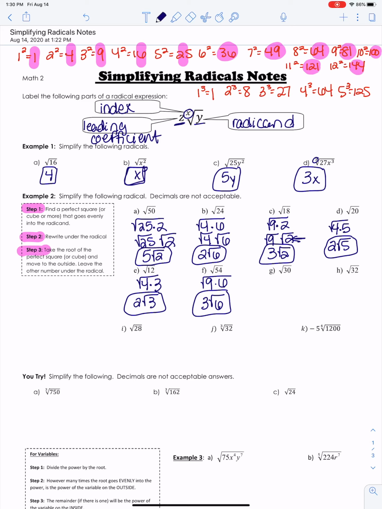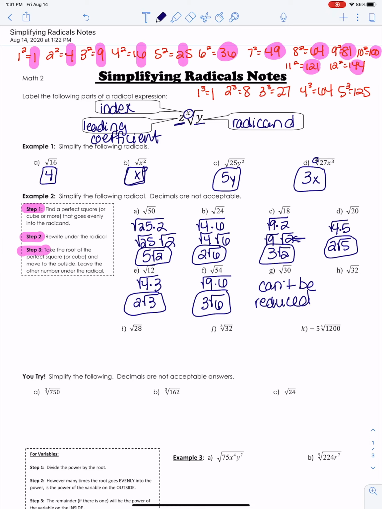Okay, for G, we've got the square root of 30. So obviously it's got to be a number less than 30. But we've got 25, 16, 9, 4, and 1. We don't really count 1 because that's not going to help reduce it any. So 4, 9, 16, 25. None of those numbers go into 30. So this one can't be reduced.